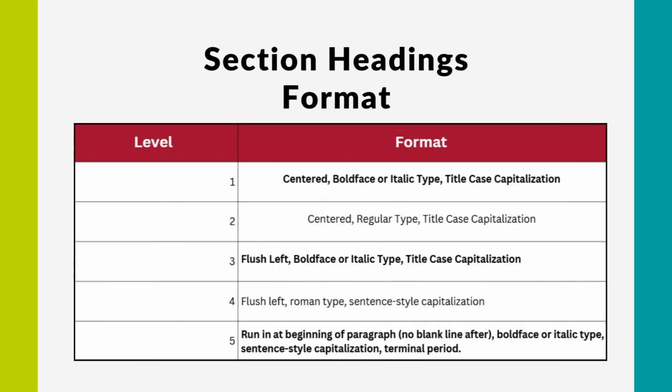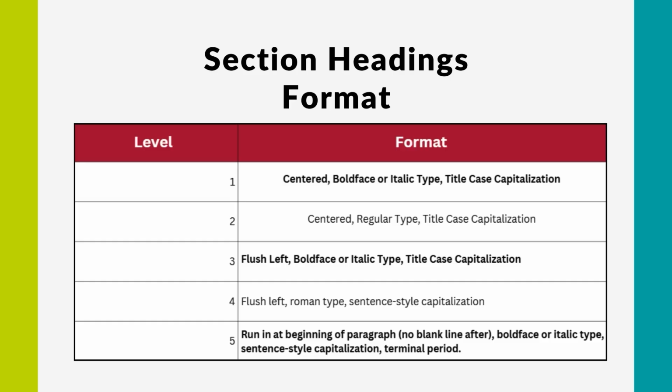Level 1 headings should be centered, bold or italics, not both, with title case capitalization. Level 2 headings should be centered, regular type, neither bold nor italics, with title case capitalization. Level 3 headings should be flush left, bold or italic, and title case capitalization. Level 4 headings should be flush left, neither bold nor italics, and sentence case capitalization.